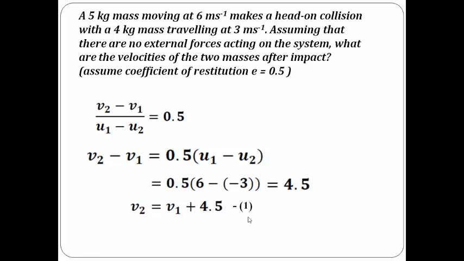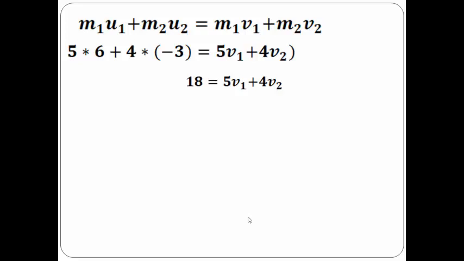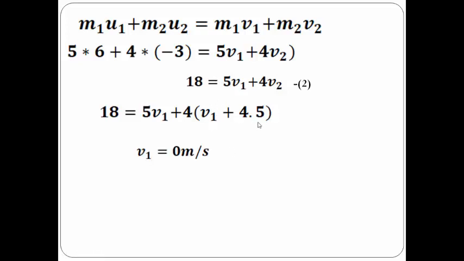Now we have two variables, so we need two equations. For the second equation, we can take the conservation of momentum: m1 u1 plus m2 u2 equals m1 v1 plus m2 v2. Substitute all the values and simplify it. We get equation 2. Now we have two equations and two variables, so we can substitute the value for v2 from equation 1, v1 plus 4.5. Simplify it and we get the answer v1 as 0 meters per second. And if we put the value here, we get v2 as 4.5 meters per second.